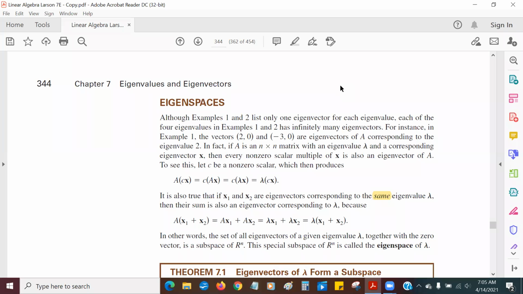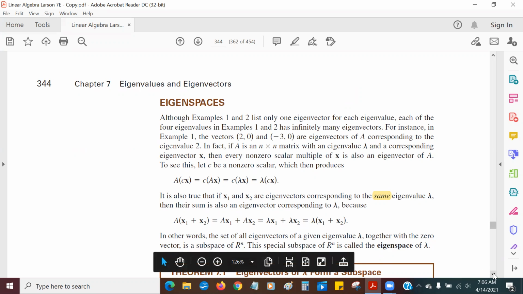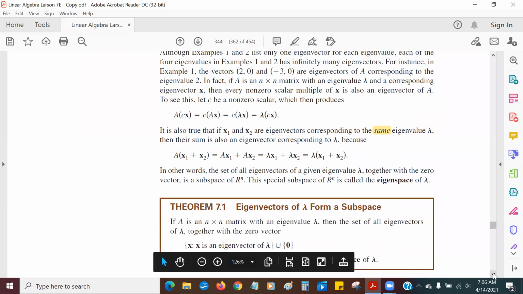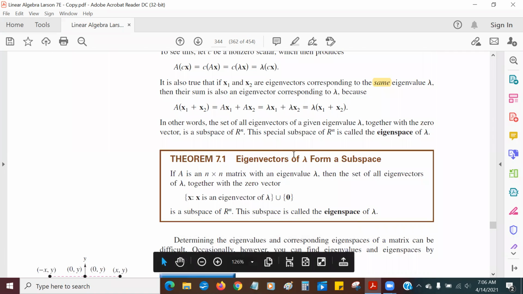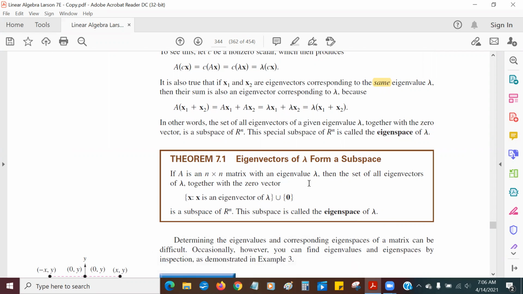What it really shows us is that eigenvectors of the same eigenvalue are closed under vector addition and scalar multiplication, which means they form a subspace. Let's say it officially now. If A is an n by n matrix with an eigenvalue lambda, then the set of all eigenvectors of lambda together with, whoopsie, we forgot this, the zero vector. We mentioned that by convention, zero doesn't count as an eigenvector. But how can you have a subspace without a zero? A vector space has to have a zero.